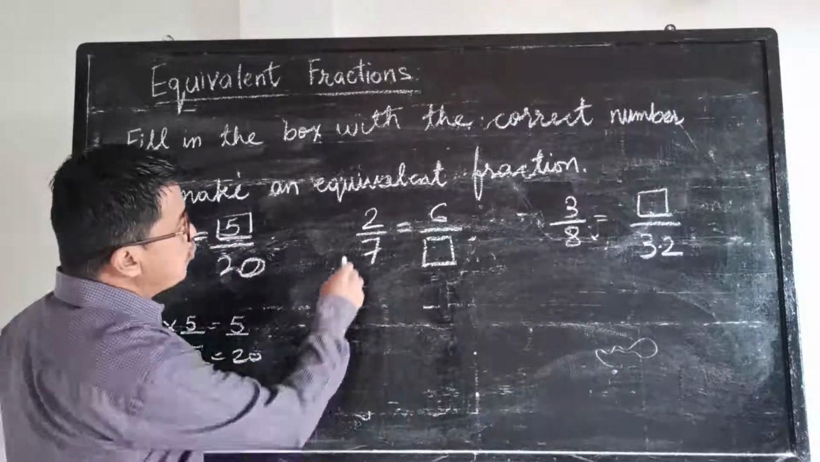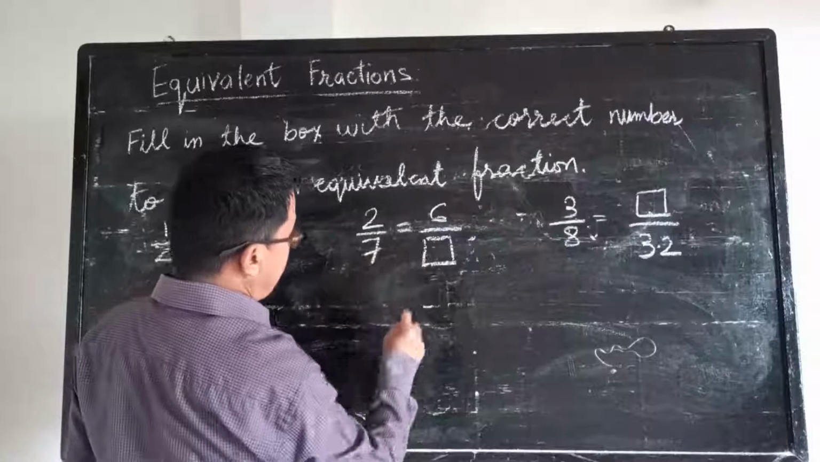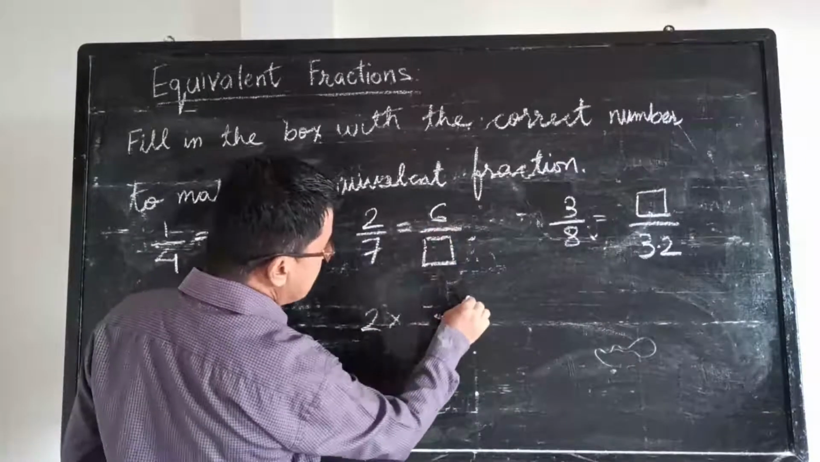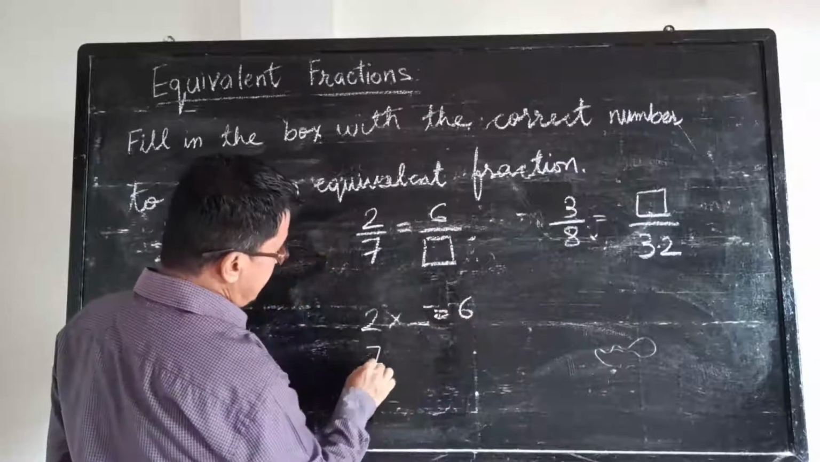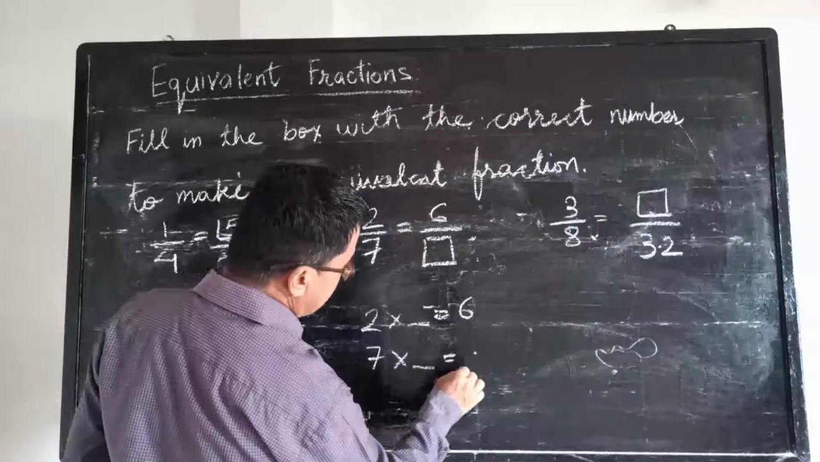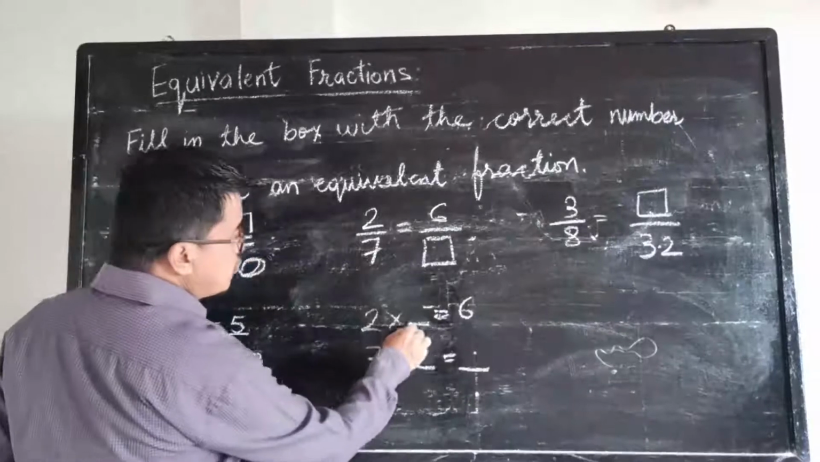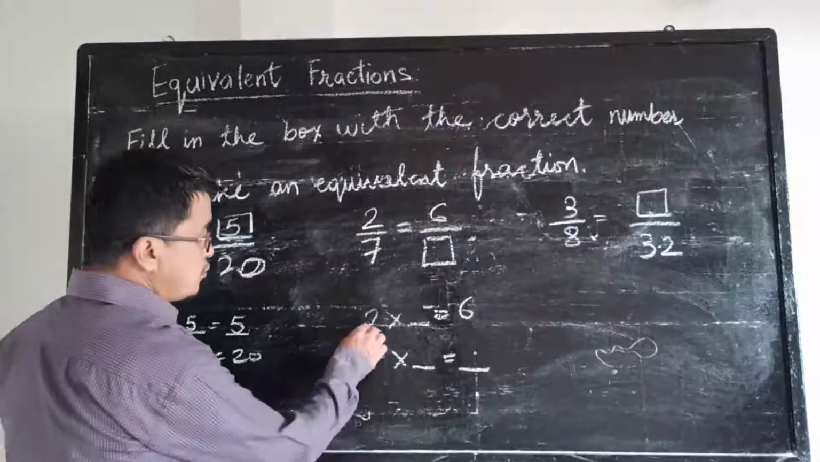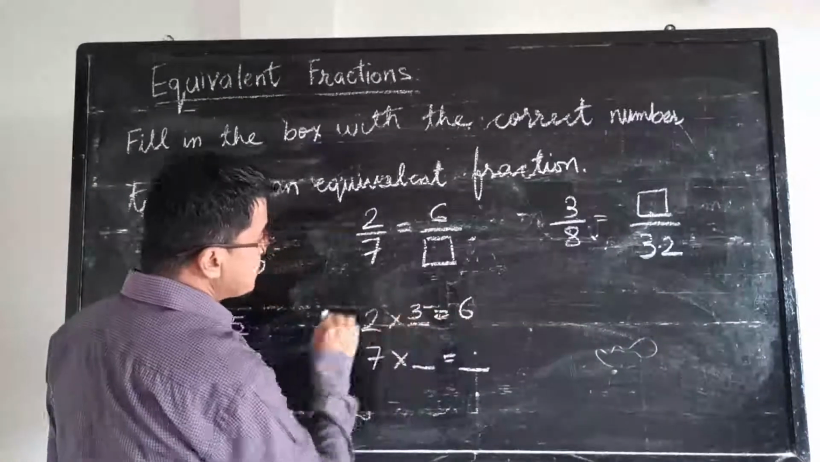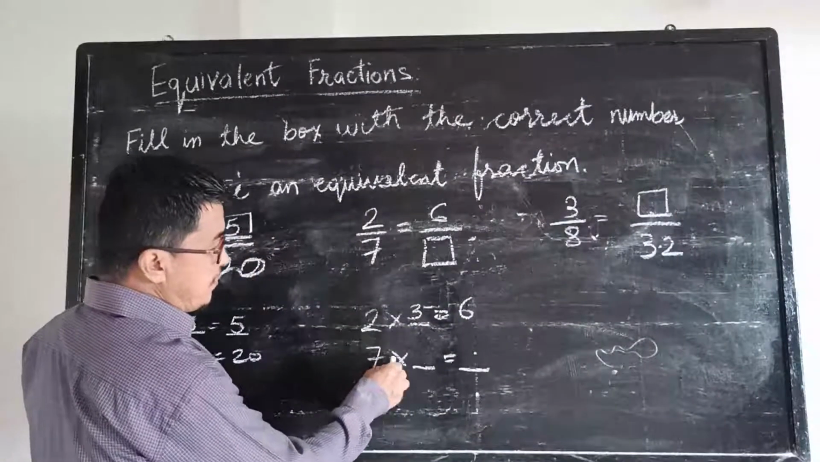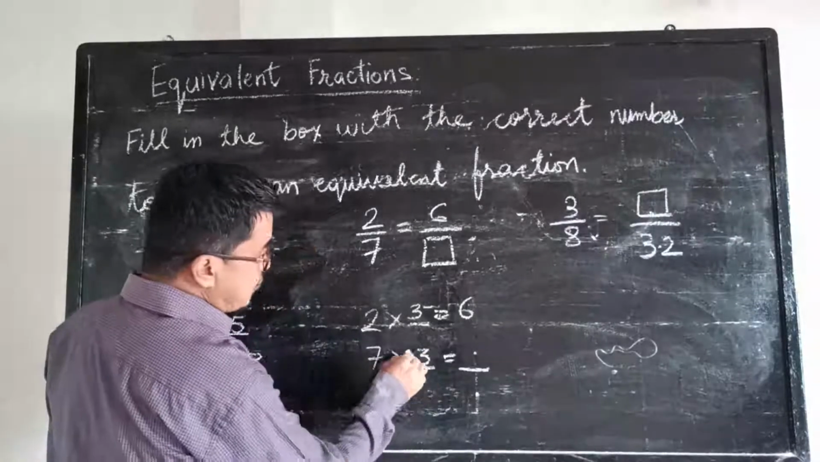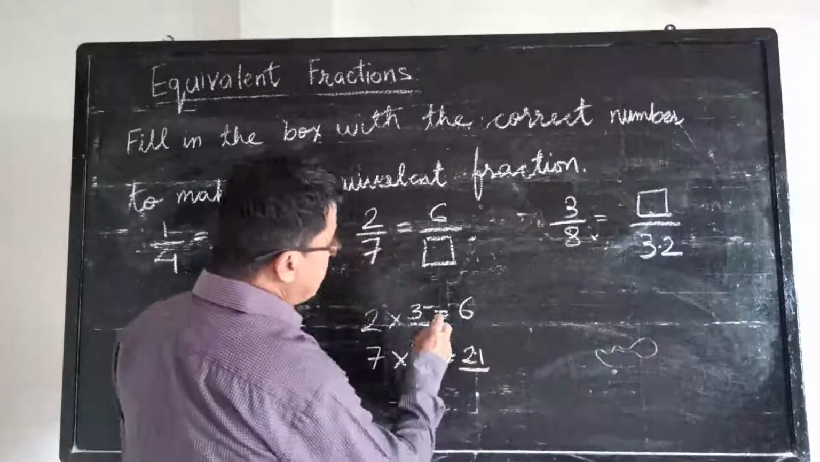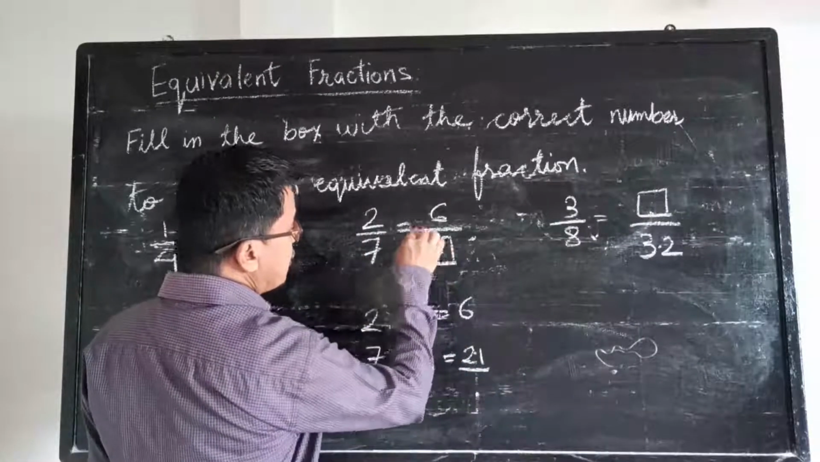Next, 2 upon 7 is equal to 6 upon dash. Now 2 into dash is equal to 6. 2 ones are 2, 2 twos are 4, 2 threes are 6. You multiply the denominator 7 also by 3. 7 threes are 21. In this box you write 21.